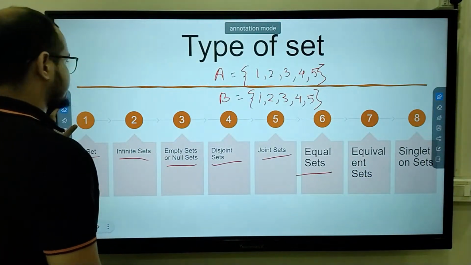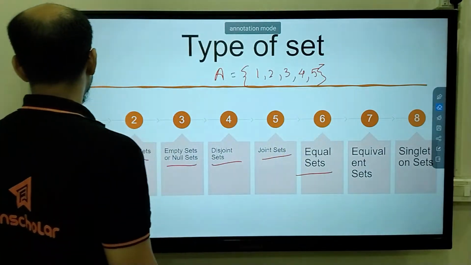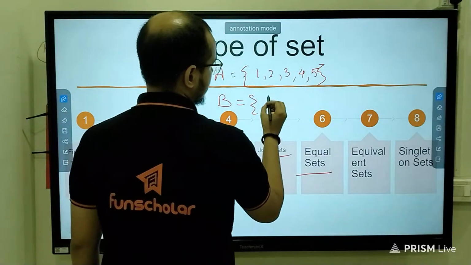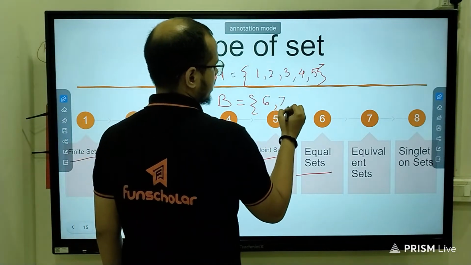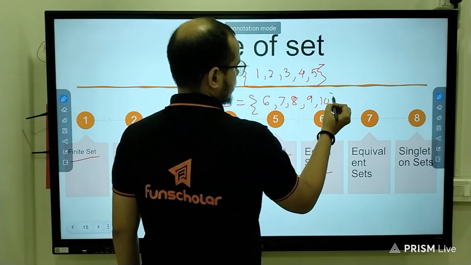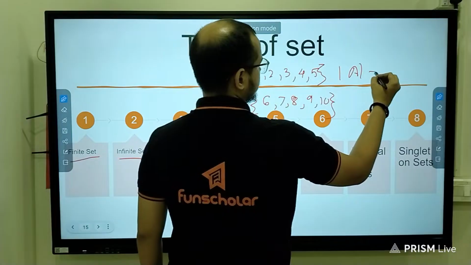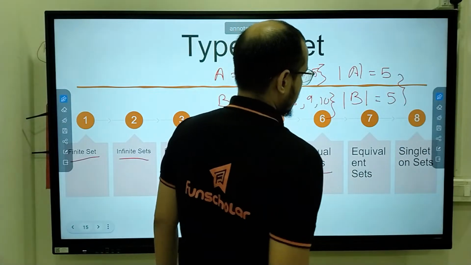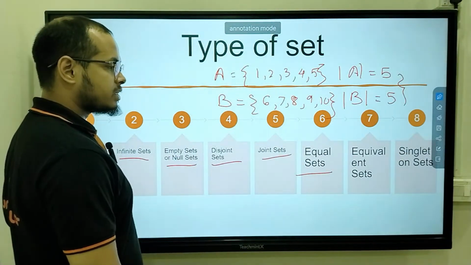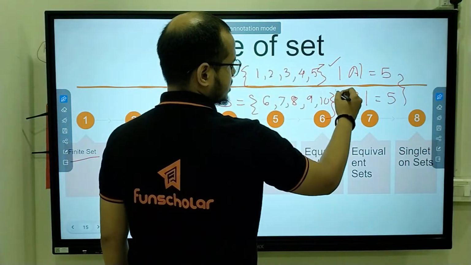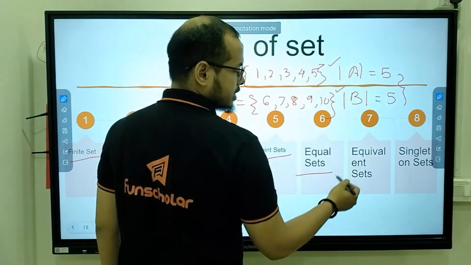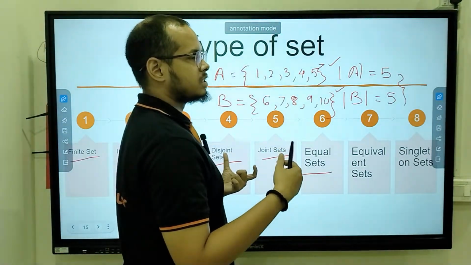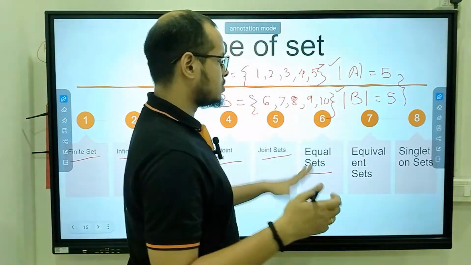Then comes equivalent sets. Equivalent sets is true when we compare cardinal numbers. So if I write here A as 1, 2, 3, 4, 5 and B as 6, 7, 8, 9, 10. Okay, the cardinal number of A is 5. The cardinal number of B is 5. So these two are equivalent sets. Equivalent sets happen when both of them have the same number of elements, like same to same. These are known as equivalent sets.